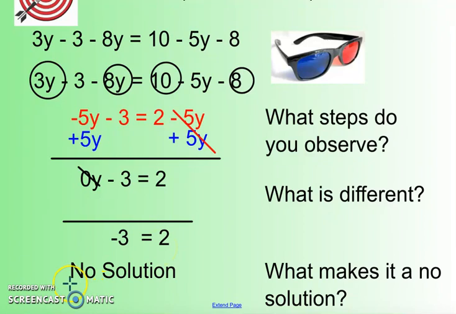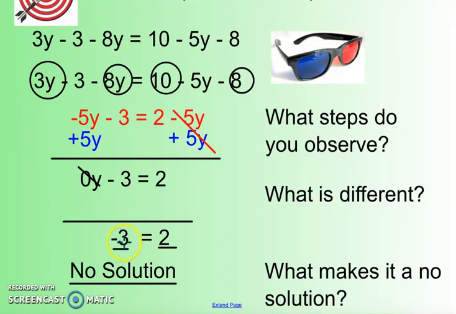So, do you notice that it says that it is no solution? Well, why isn't there a solution? Like, what makes it a no solution? You're absolutely right. One reason is because the y has canceled itself out. But another reason is, do you notice that these numbers are not equal to each other?